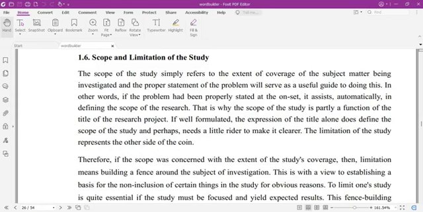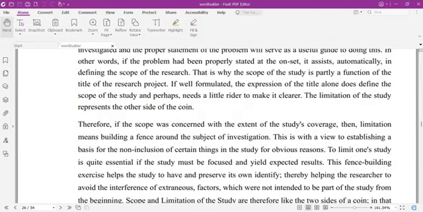That is why the scope of the study is partly a function of the title of the research project. If well formulated, the expression of the title alone does define the scope of the study, and perhaps needs a little rider to make it clearer. So when you formulate your title very well, that one alone will help you to get your scope. The limitation of the study represents the other side of the coin: scope and limitation. Therefore, if the scope was concerned with the extent of the study's coverage, then limitation means building a fence around the subject of the investigation.